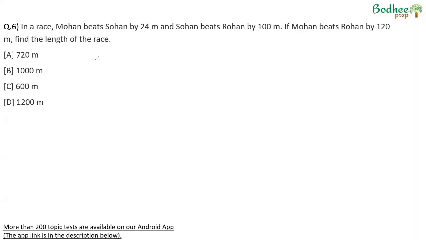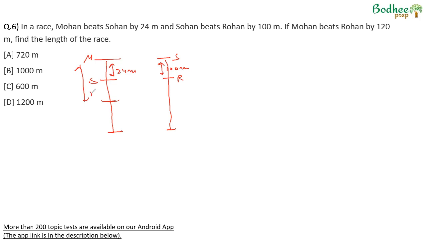In a race, Mohan beats Sohan by 24 meters. Sohan beats Rohan by 100 meters. If Mohan beats Rohan by 120, this is Rohan. So when Mohan finishes the race, Sohan is 24 meters behind, Rohan is 120 meters behind Mohan. When Sohan finishes the race, Rohan is 100 meters behind.